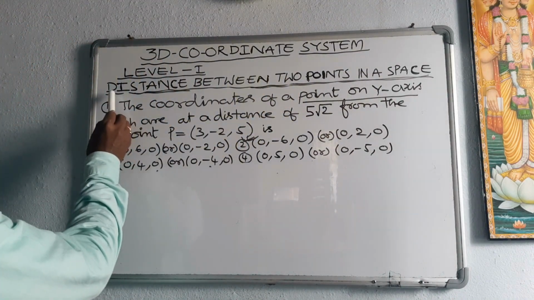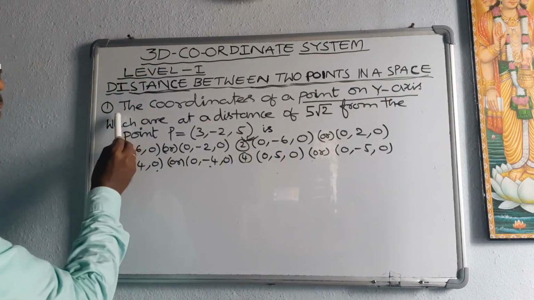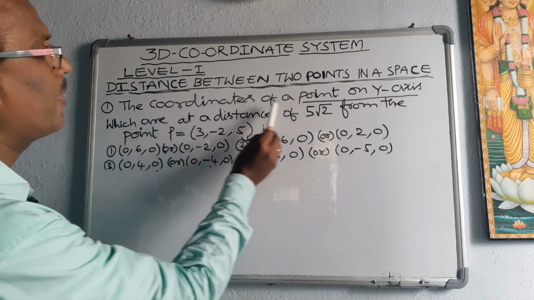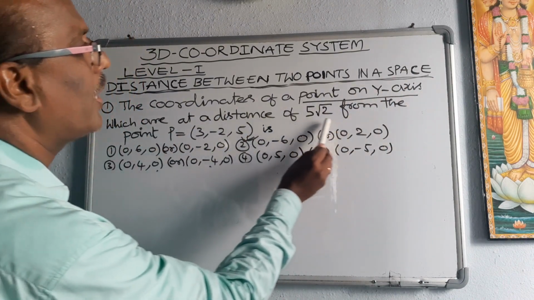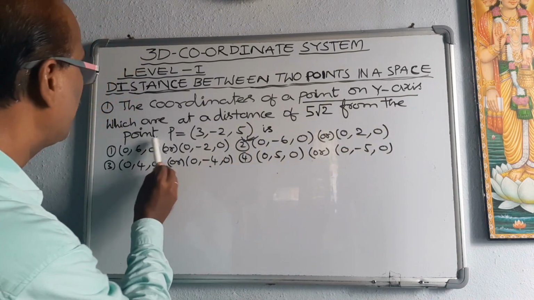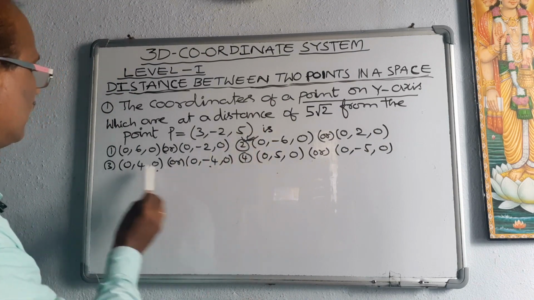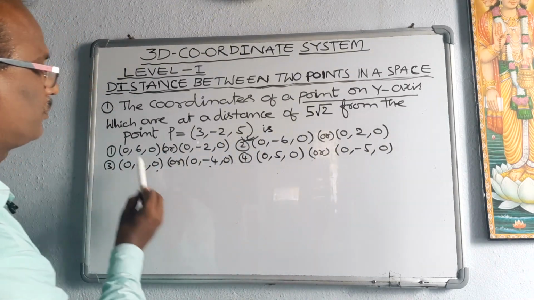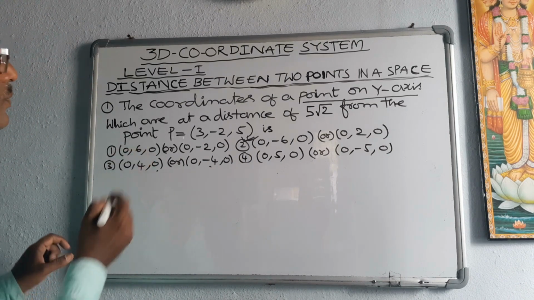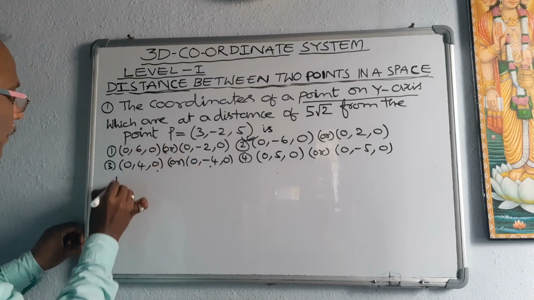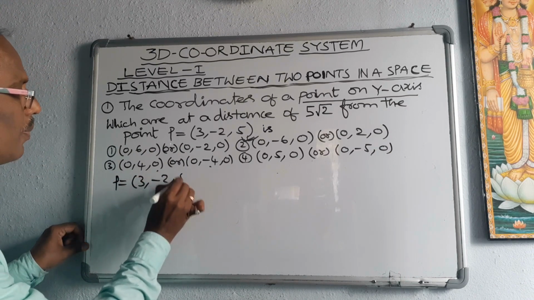Here the model is distance between 2 points in space. First question: the coordinates of a point on the y-axis which are at a distance of 5 root 2 from the point P equal to (3, -2, 5) is. Here the four options are given. To find the solution, the given point is P equal to (3, -2, 5).